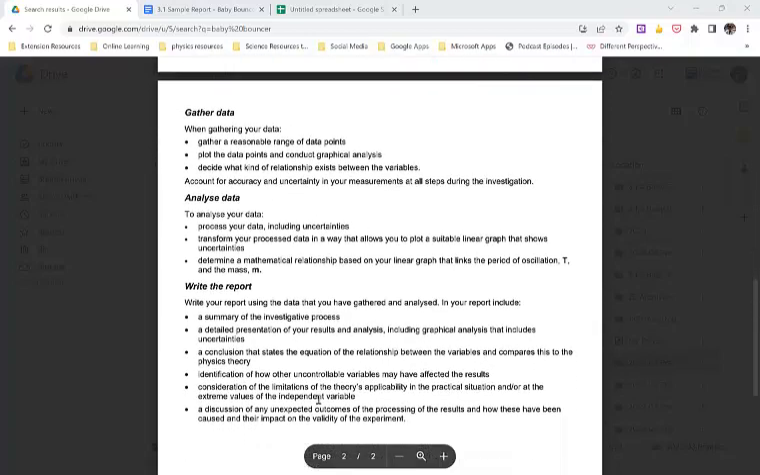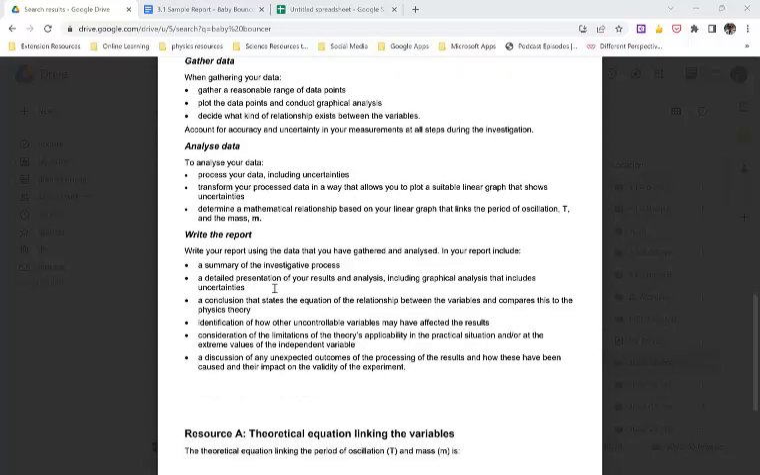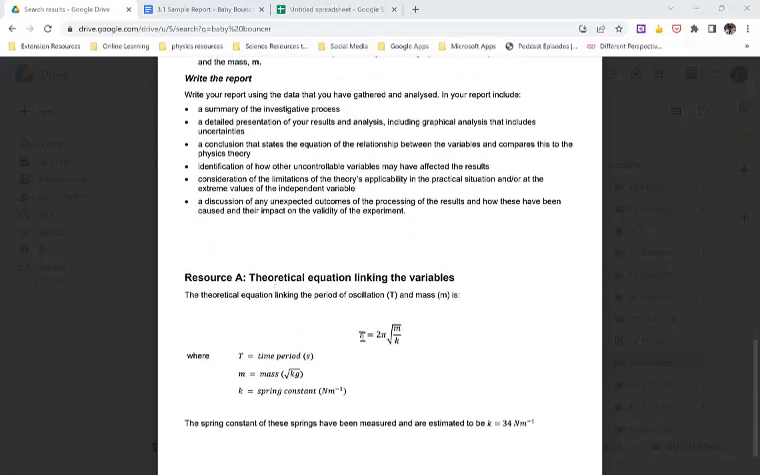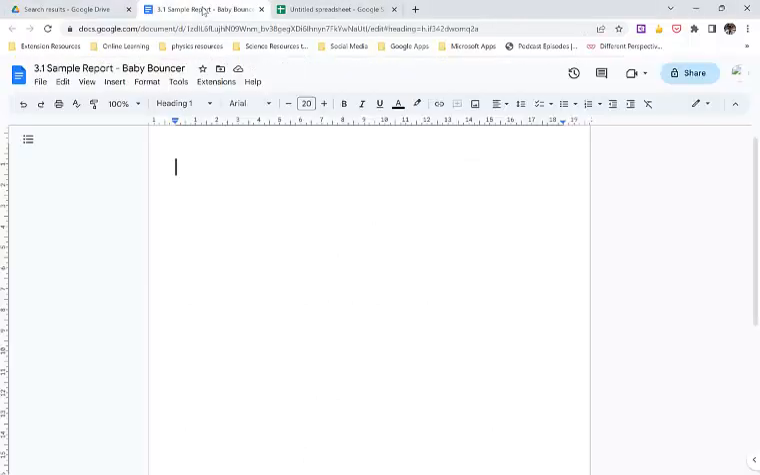Okay, and then we're told to gather the data, analyze the data, and write the report. And we're given instructions for all of these things so that we don't forget what we need to do. And we're given a theoretical equation relating the variables. So we want to do an investigation to see if this equation is correct and to compare our final equation with this one.